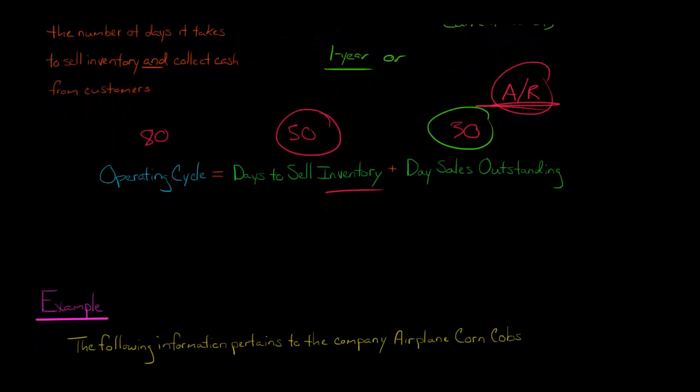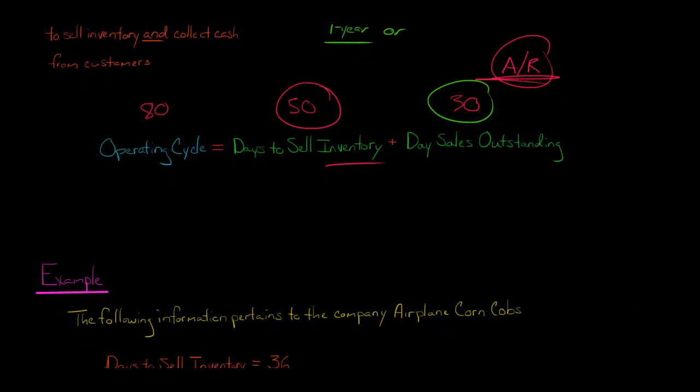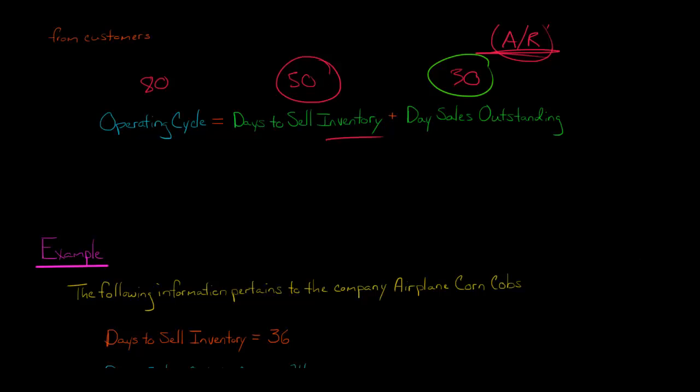Let me give you a more comprehensive example. Let's say that we have a company called Airplane Corn Cobs, and what they do is they buy corn cobs from farmers and then they turn around and sell them to airlines so they can be served as food to customers, right? Wouldn't that be nice? Instead of a bag of peanuts, you get handed a corn cob.